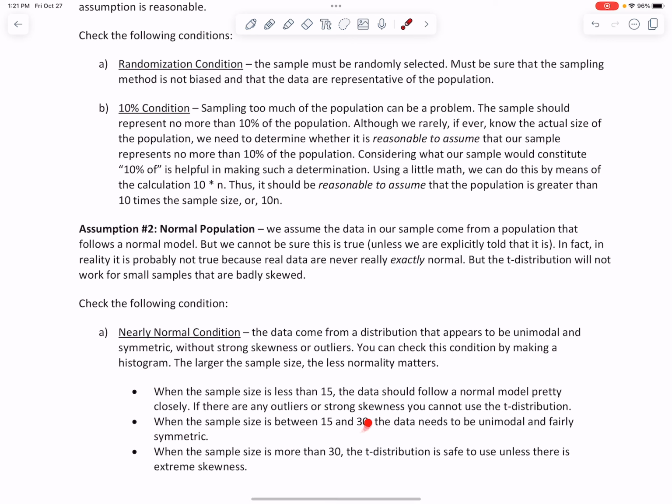When the sample size is between 15 and 30, which was our case, the data needs to be unimodal and fairly symmetric. You could check this using a histogram or a normal probability plot, as I showed in class. But we don't have any data here, so we just need to assume that it is a normal model. And when the sample size is more than 30, the t-distribution is pretty safe to use, unless there's extreme skewness. So really, it's this middle one that you need to watch out for, and you need to look to make sure there's no strong outliers or extreme skewness in your distribution.